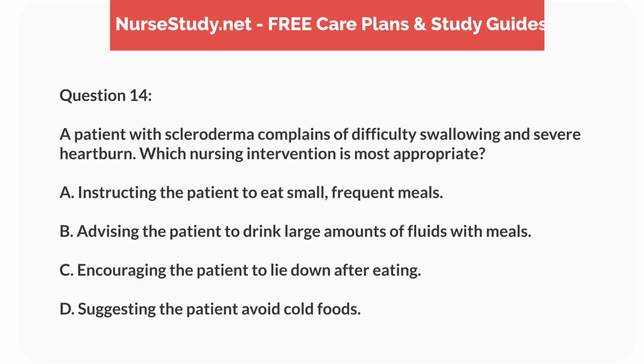Question 14. A patient with scleroderma complains of difficulty swallowing and severe heartburn. Which nursing intervention is most appropriate? A. Instructing the patient to eat small, frequent meals. B. Advising the patient to drink large amounts of fluids with meals. C. Encouraging the patient to lie down after eating. D. Suggesting the patient avoid cold foods.